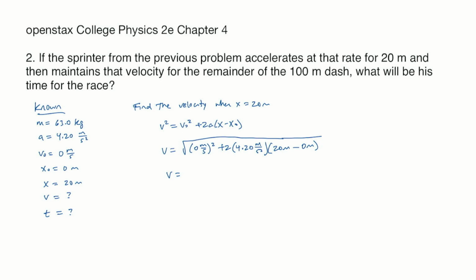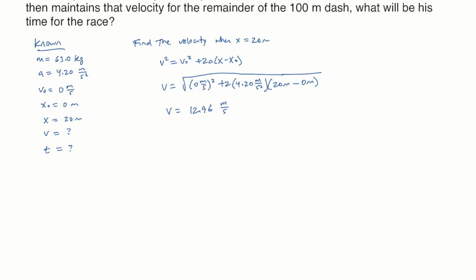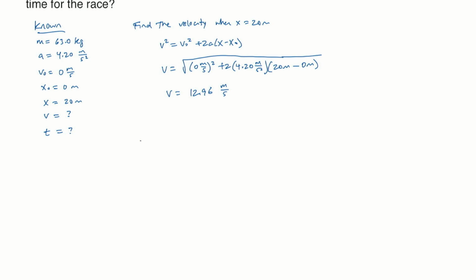This gives a velocity. We're going to pick the positive velocity, since we assume he's running in the positive direction. So this gives a velocity of 12.96 meters per second.